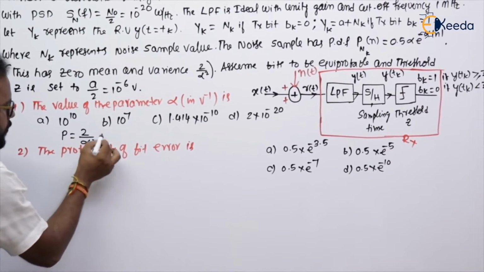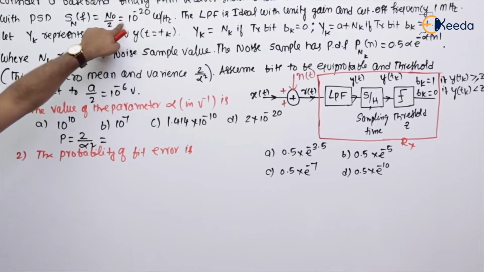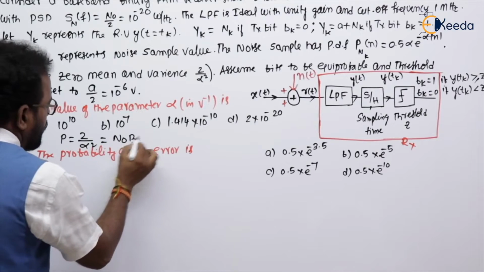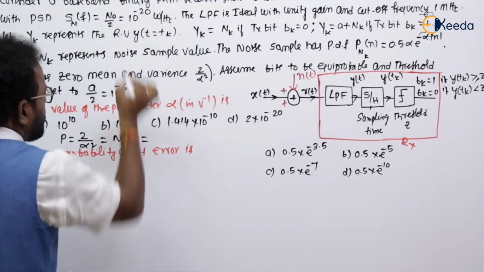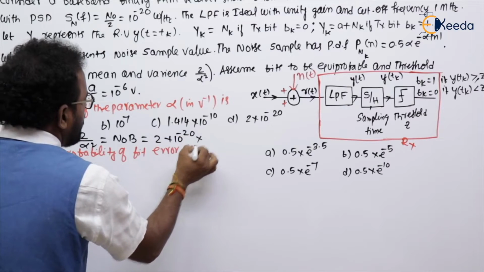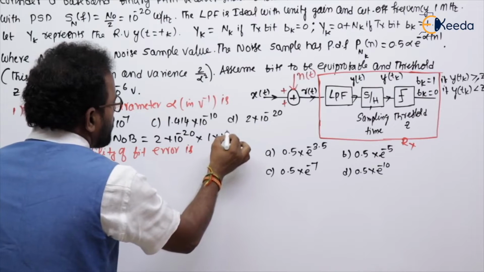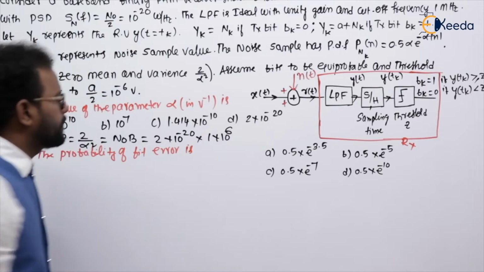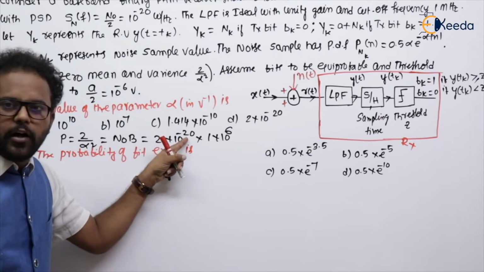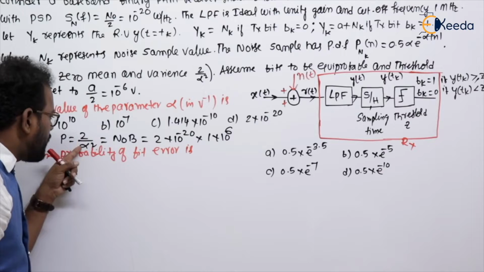2 by alpha square. And how to calculate the power from power spectral density? Power is nothing but we know N naught. What is the N naught value? N naught by 2 is given. N naught value 2 into 10 power minus 20 into B, which means bandwidth is 1 megahertz, 1 into 10 power 6. Then what is remaining? 2 into 10 power how much? 14. Are you getting? This is 2 by alpha square.